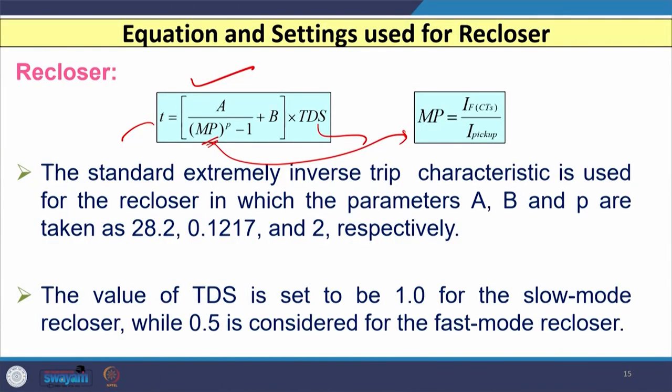So, if we consider the extremely inverse characteristic, then it has the steepest curve as we move from source to the load. Based on that, you can consider the values of A, B and P as given here. The TDS value you can consider as 1 for the slow recloser and half, that is 0.5, for the fast recloser.